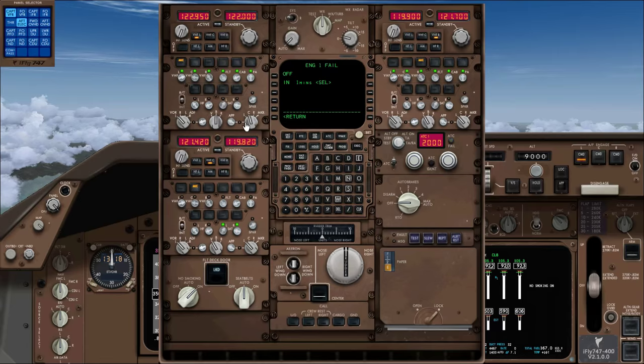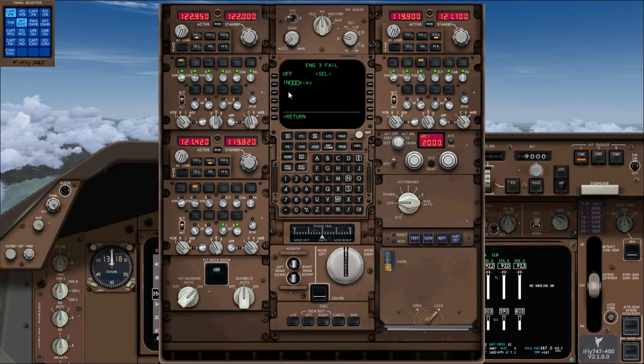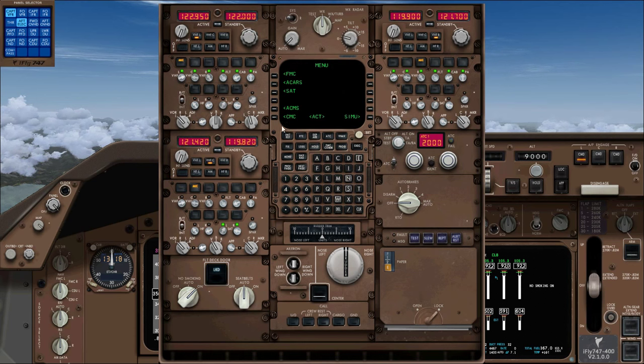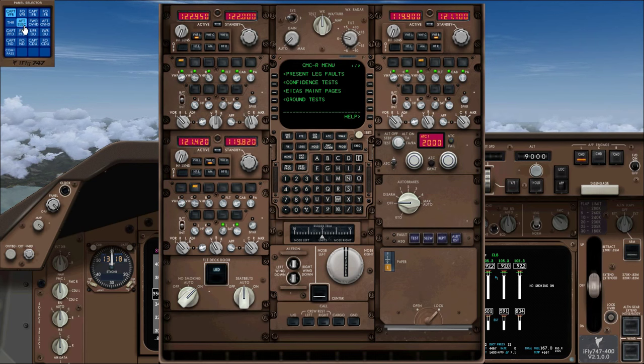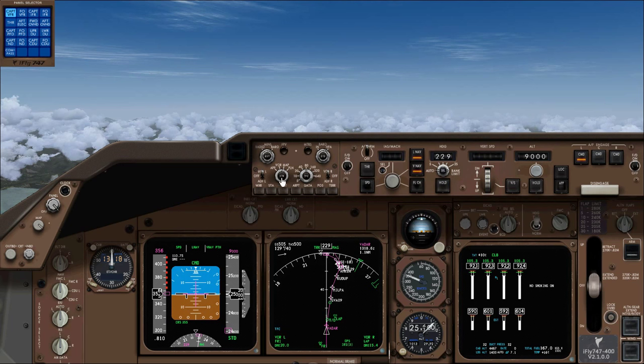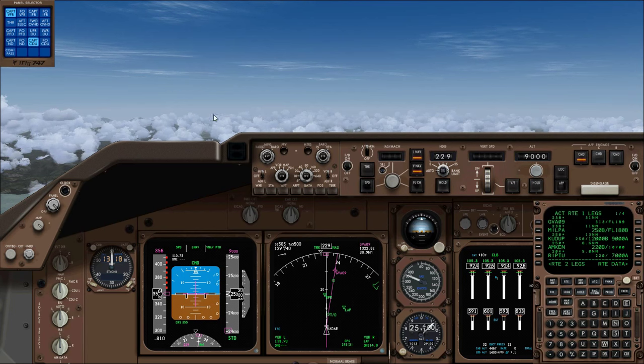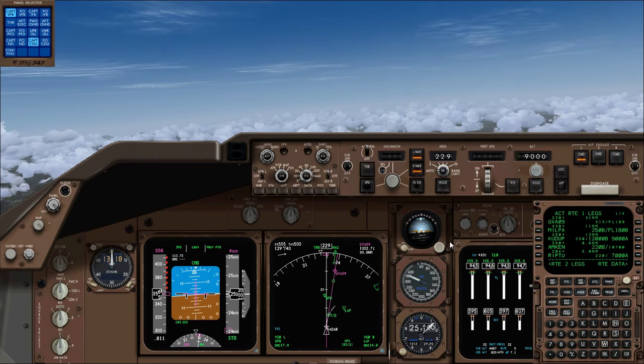We can set engine 1 fail to 1 minute. Well, no, it's better to set engine 3 because it's more critical for the aircraft. So we can set 1 minute and 1 minute, and that's fine. And deselect engine failure. Back to the CMC, closing the panel. And now, soon we will start the top of descent, as you can see, just decreasing the range to show you. And we are close to starting our descent.